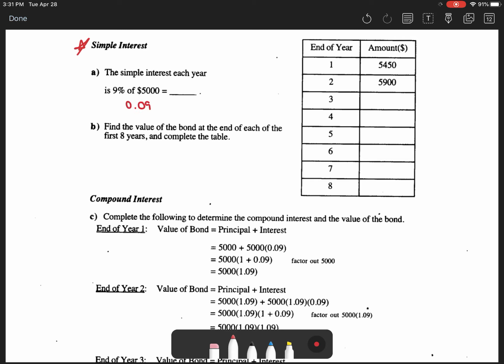So let's take a look at the simple interest first, okay? And that's what they are going to start with right here. So it says the simple interest each year is 9% of $5,000. So to calculate that, again, you would write 9% as a decimal and multiply that by the $5,000, and that will give you $450.